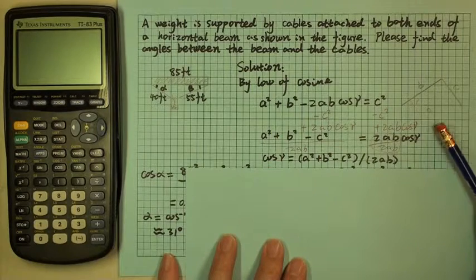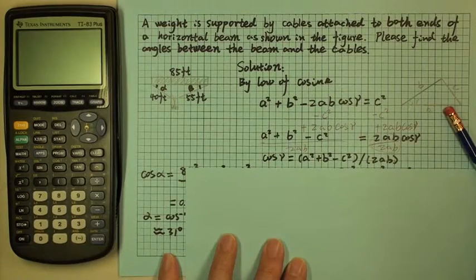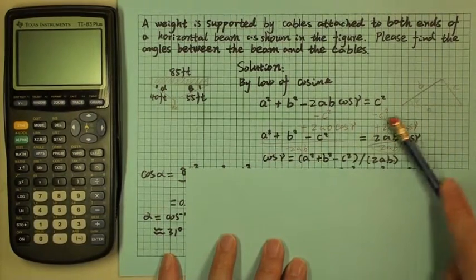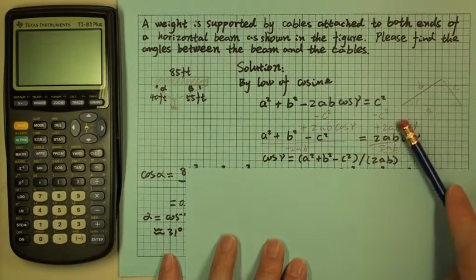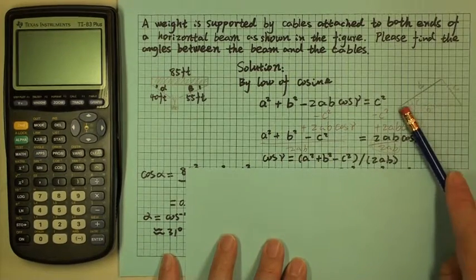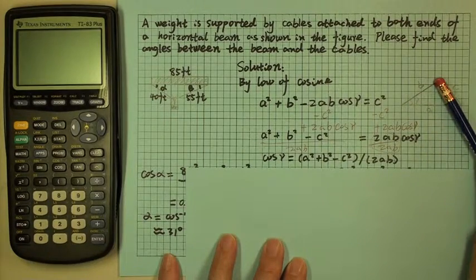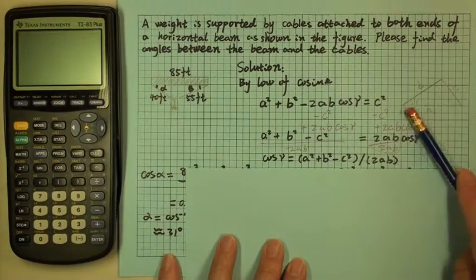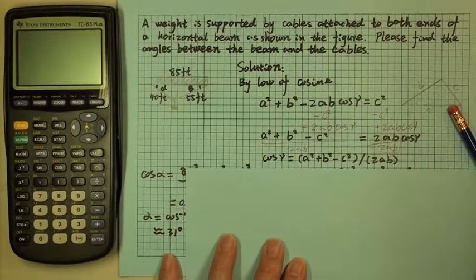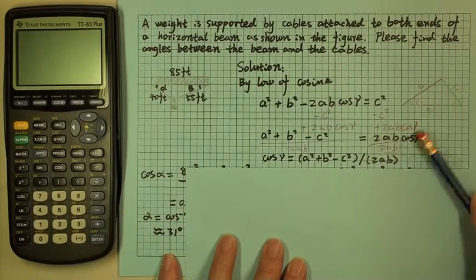Basically, this tells us that if you are given three sides of a triangle, then you can find the cosine of an angle easily. The cosine of gamma is one adjacent side squared plus the other adjacent side squared, minus the opposite side squared, divided by 2 times the product of the two adjacent sides. That's basically what it says.